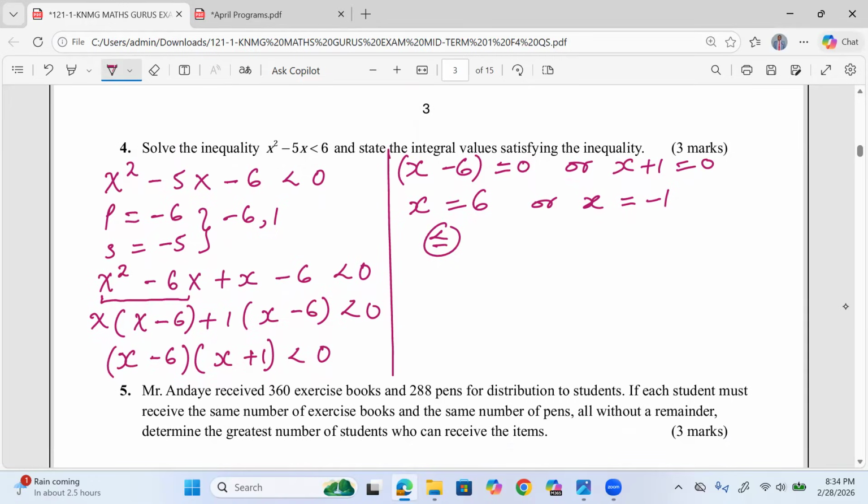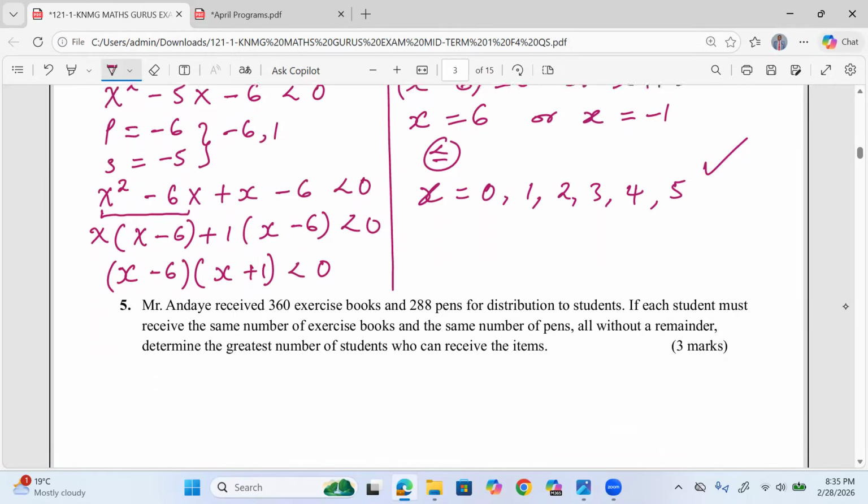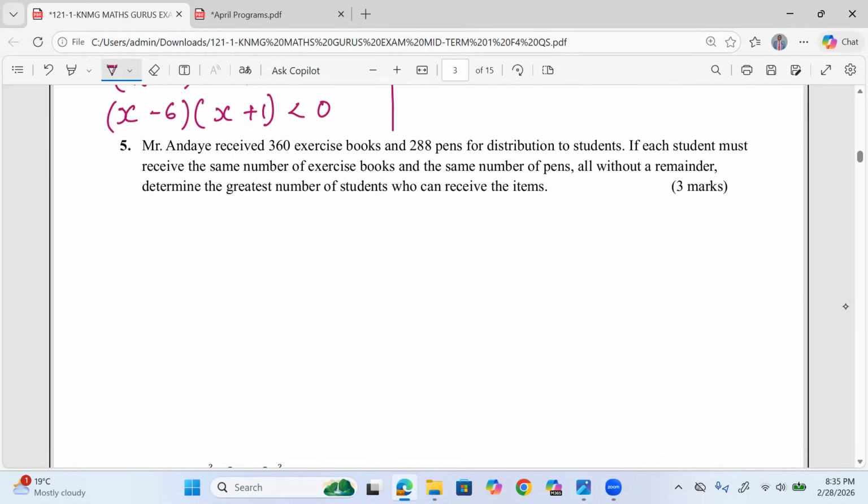And therefore, we are saying that the values of x now shall be from -1 to 6. In between, the values in between -1 and 6. So they shall be 0, 1, 2, 3, 4, and 5. So 6 cannot be included, and -1 cannot be included because of how strict the inequality symbol is. So we have those integral values satisfying the inequality.